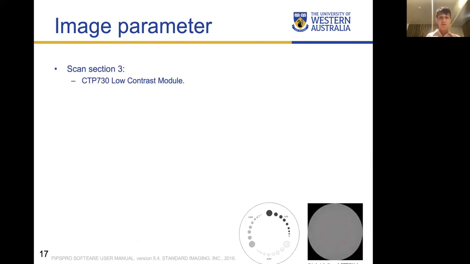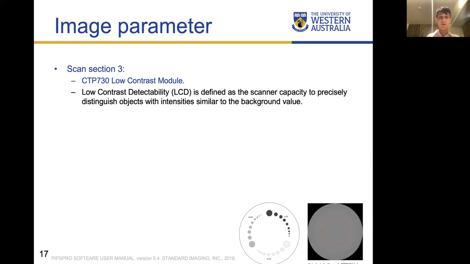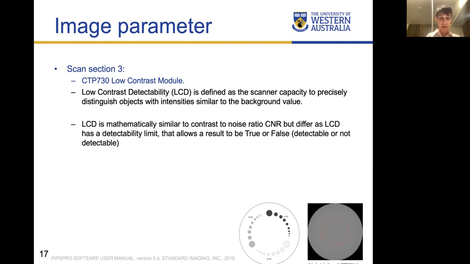Scan section 3, low contrast module. Low contrast detectability is defined as the scanner's ability to precisely distinguish objects with intensity similar to the background value. It's mathematically similar to contrast to noise ratio, but it's different as low contrast detectability has a detectability limit that allows the result to be true or false, detectable or not.